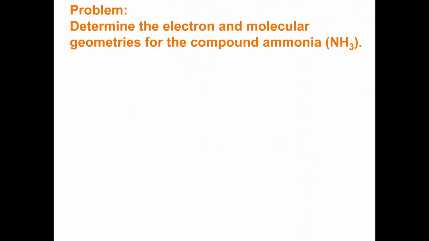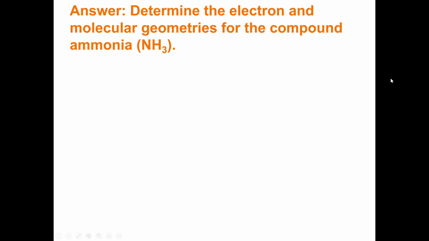Okay, so let's try this one. It says determine the electron and molecular geometry for the compound ammonia. We've looked at this one a couple times, but try it again. Try drawing your Lewis structure for ammonia, and then we'll talk about it. Okay, what's the first thing you want to do here? Draw your electron dot structure, in other words, your Lewis structure.